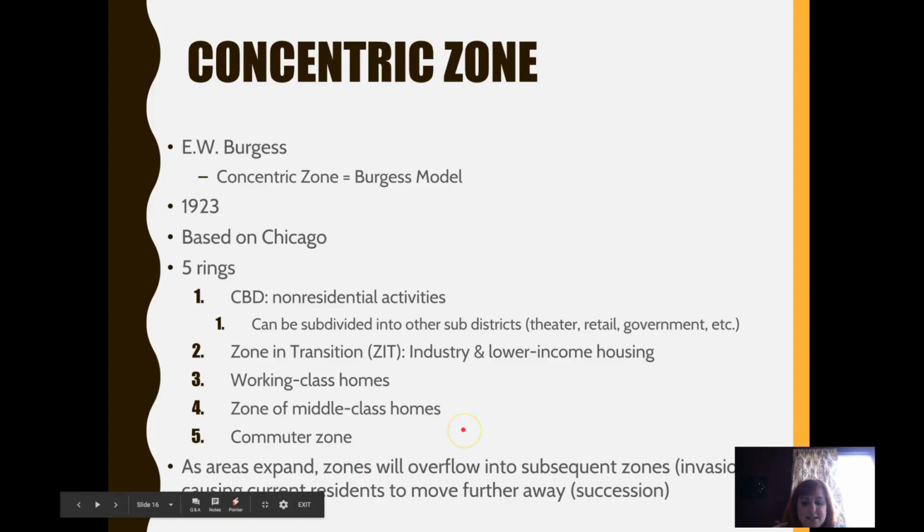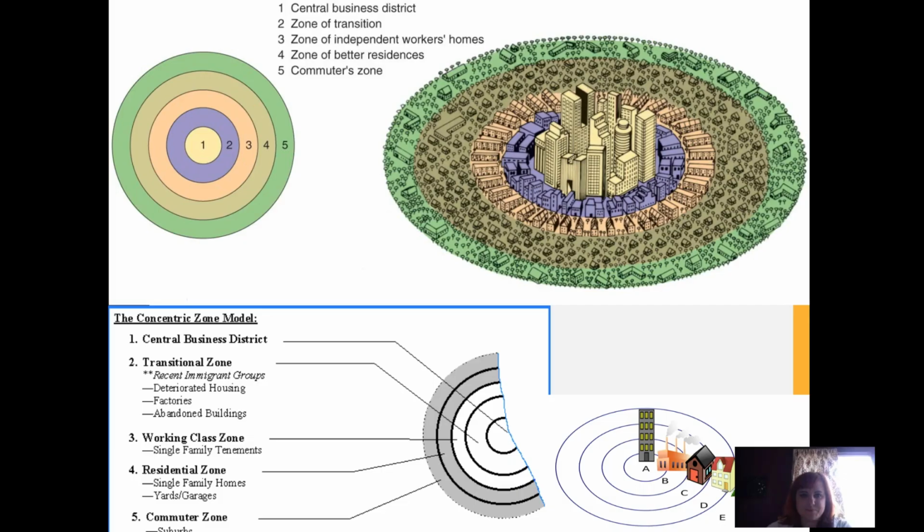And then as areas expand, zones will overflow into subsequent zones. So it's not like these all stay clean. This kind of assumes that eventually zones bleed into other zones and everything starts to get pushed further and further back. All right. This is what it looks like. We are going to draw this and take notes. But here's your CBD. So this is 1, 2, 3, 4, 5.